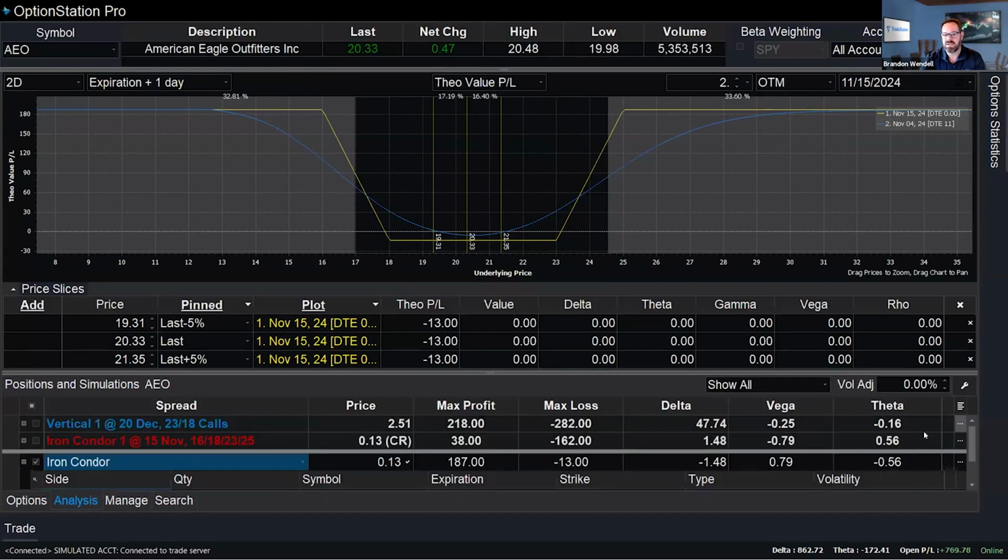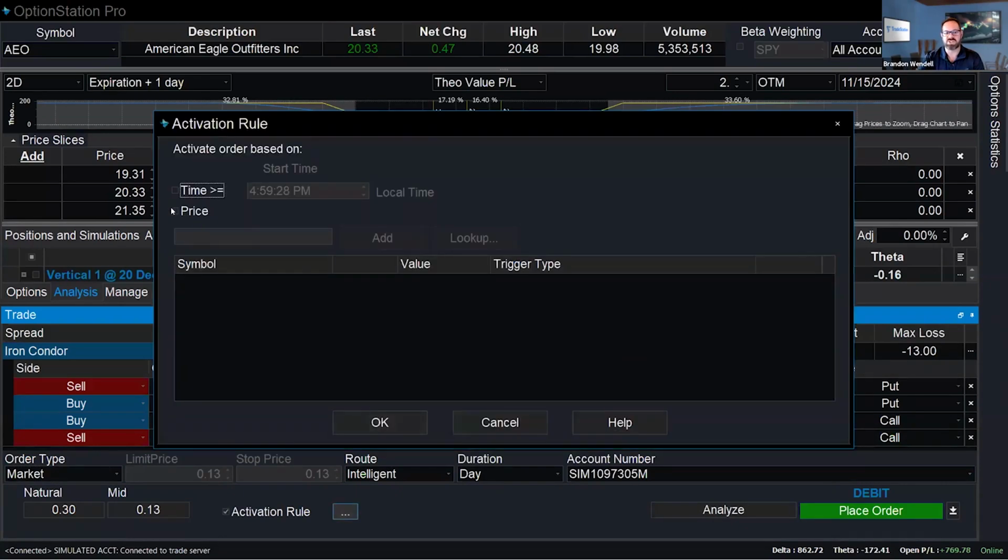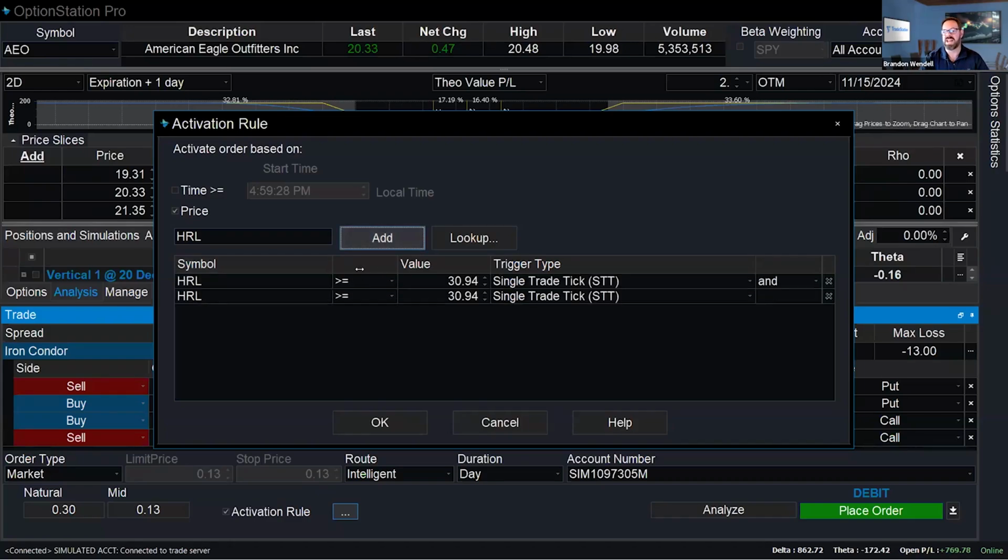Trade. Change this from limit to market and activation rule. And again, I'll just pretend I'm using the other one, HRL, as my stock. And this, by the way, is activation rules. There's a video on this as well in the options education.